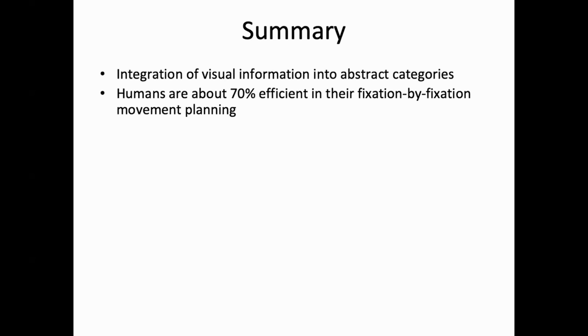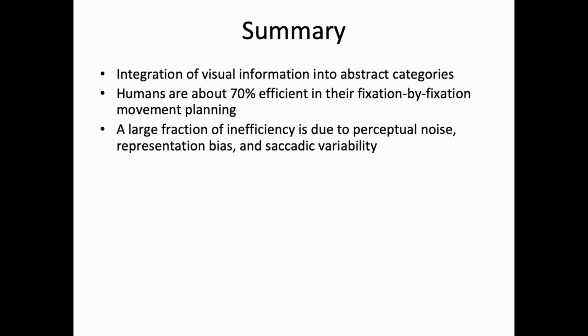In summary, we designed a task where integration of visual information into abstract categories is necessary. Our results show evidence that humans are about 70% efficient in their fixation by fixation movement planning, and that a large fraction of inefficiency is due to perceptual noise, representation bias, and saccadic variability.